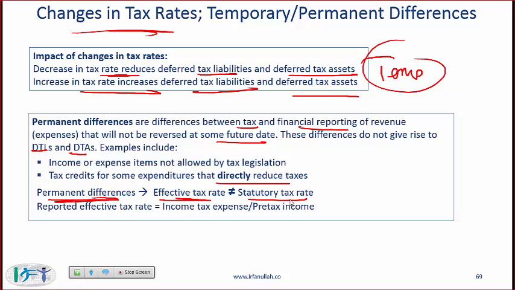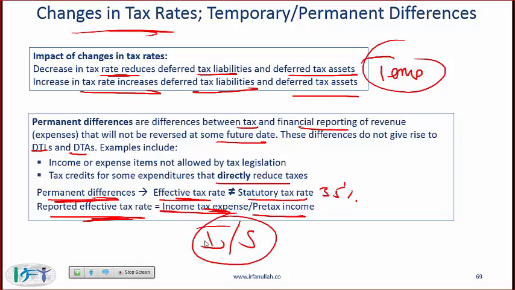The statutory tax rate is the rate announced by the government, so this might say be 35%. The effective tax rate is the income tax expense divided by pre-tax income. Notice that the effective tax rate is purely based on the income statement. So you look at the income statement, you look at the income tax expense, and you divide that by the pre-tax income also from the income statement.